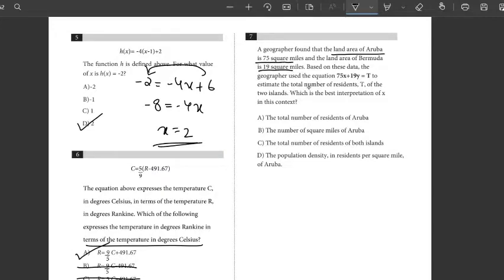Now in 7th, found that the land area is 75 and Bermuda is 19. This is the equation to estimate the total number of residents. Okay, best interpretation of x. Okay, so if this is the total number of residents, that means even this and this would also be the total number of residents in Bermuda and Aruba. So if 75x gives population and 75 is the land area, then x is the number of people living per mile in Aruba. So that is the population density, and that's why 7 is D.